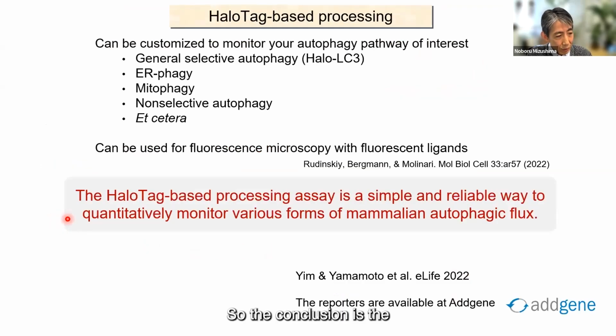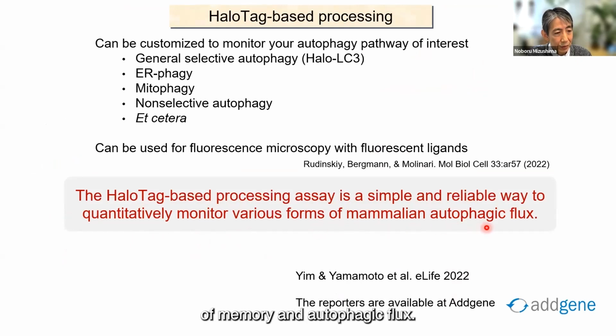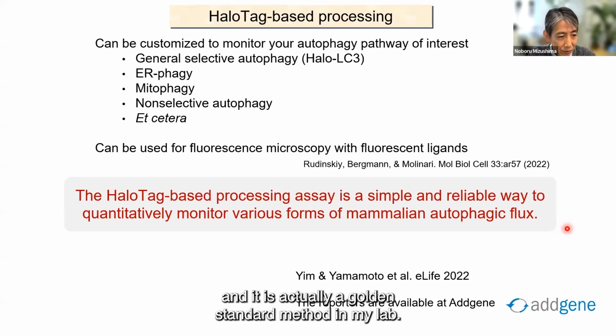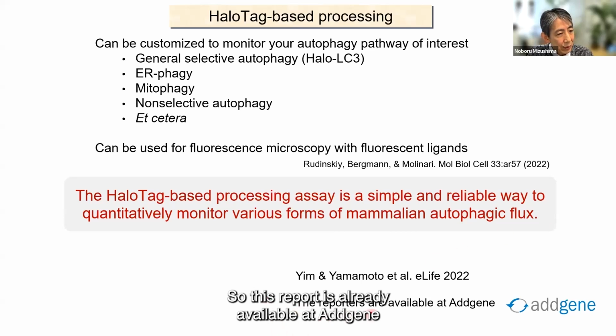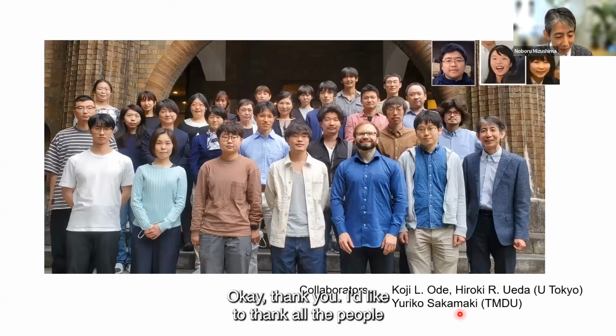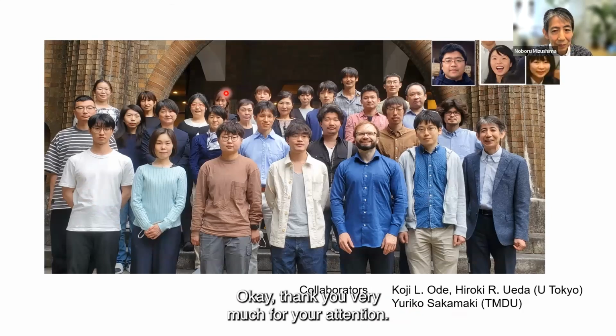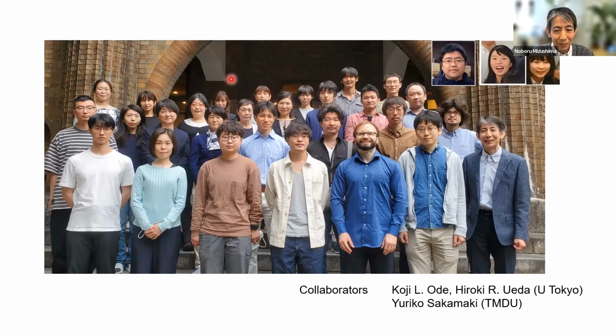So the conclusion is that the HaloTag-based processing assay is a simple and reliable way to constantly monitor various forms of mammalian autophagic flux. I highly recommend this method, and it is actually the gold standard method in my lab. These reporters are already available at Addgene, so please use them in any experiments in your lab. Okay, thank you. I'd like to thank all the people who contributed to this work. Thank you very much for your attention.